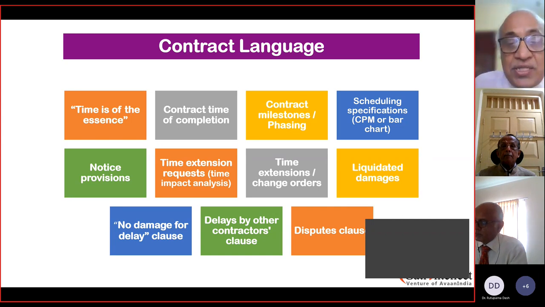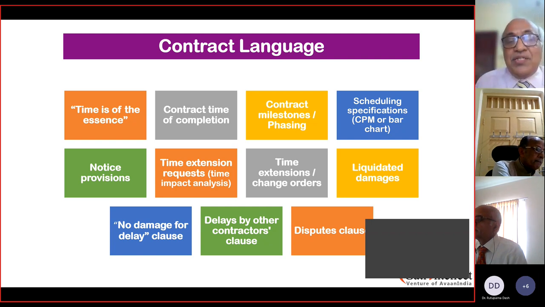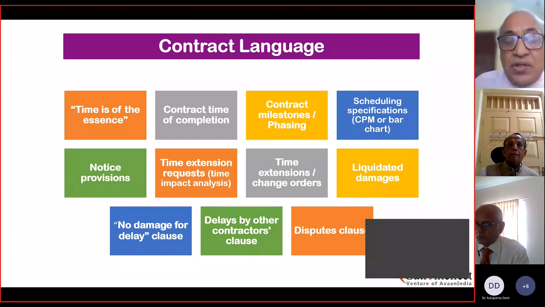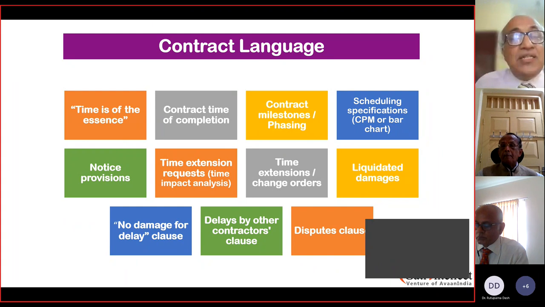Time extension requests are required in a practical sense because there could be delays due to various factors, both extraneous, for example, if there is a pandemic like COVID, there would be a time extension request. There could be natural calamities like floods, or certain local issues like port delays and other things which could cause the delays.